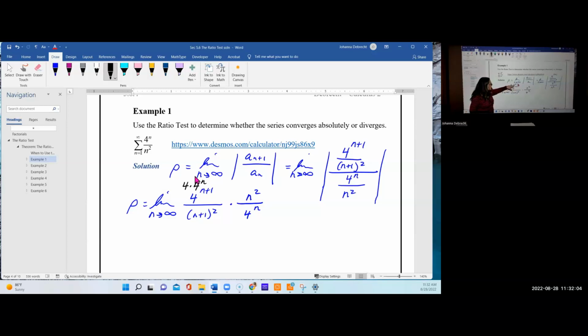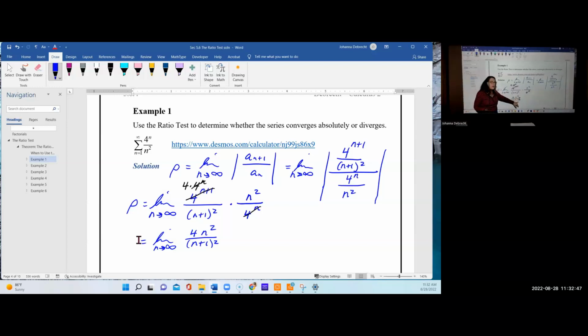Well, the advantage is now this 4 to the n matches that 4 to the n, so I can reduce. So I've rewritten that, and the 4 to the n's cancel. And now I've got the limit as n goes to infinity of 4n squared over n plus 1 quantity squared. Now the 4, as we know, is a constant factor. It can be pulled out of the limit, so it's not going to affect things. And I've got n squared and I've got n plus 1 squared. So I could either multiply out the denominator, which is not too bad if it's squared, but gosh, if it's to the 5th power, I don't want to go there.